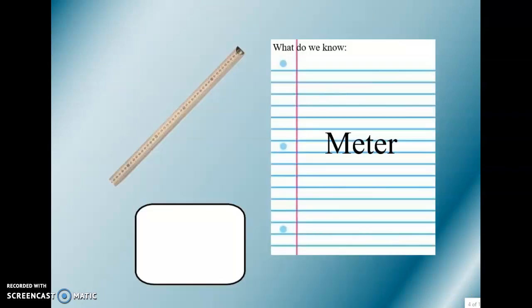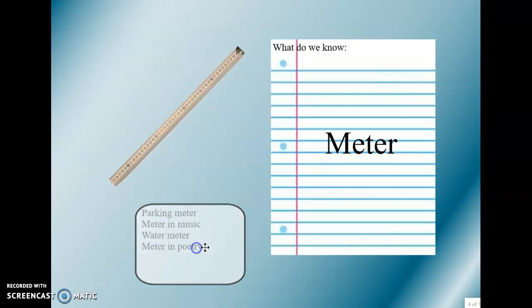All right, what do you know about the word meter? Meter is the word that we need to understand to start this whole unit of lessons, because the meter is what the metric system is based on, a meter stick that you see the picture of there. What do you know about the word meter? I have some words hidden here that I'll share with you. Meter.